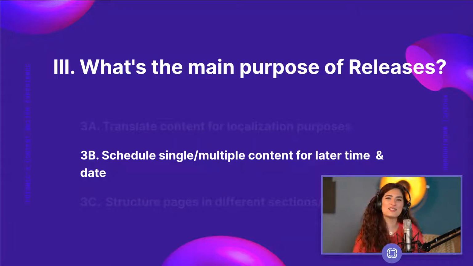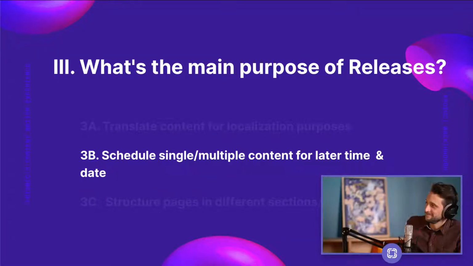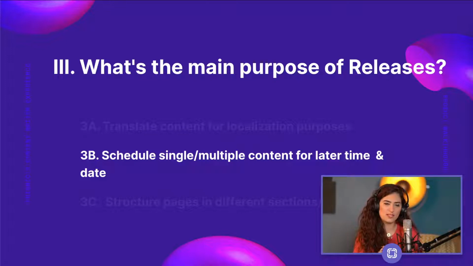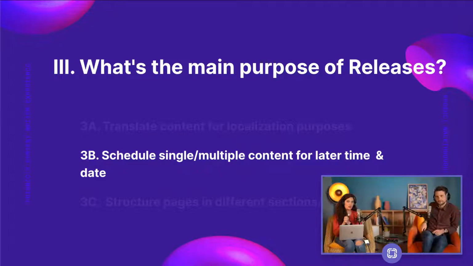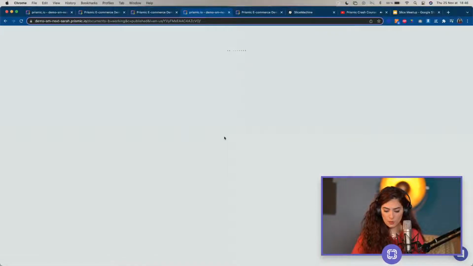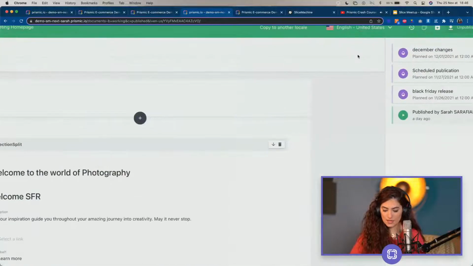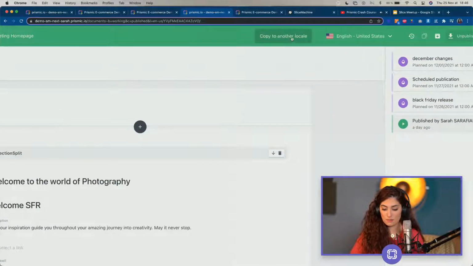So basically, releases are there to help you group multiple content together, and then schedule them together on a specific time and date. So I just wanted to cover the localization very quickly before we move on to shipping a slice or a component inside Prismic. I'll be going back to my homepage, and I want to highlight the button called copy to another locale.